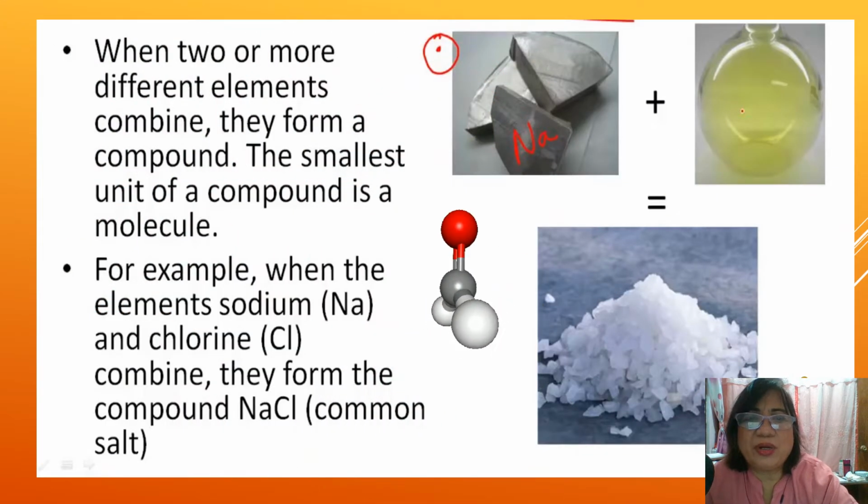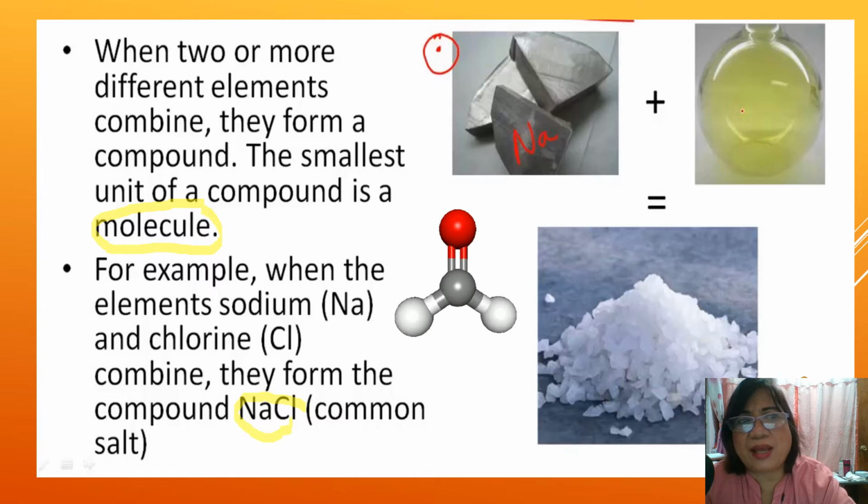When two or more different elements combine, they form a compound. The smallest unit of a compound is called a molecule. For example, when the elements sodium and chlorine combine, they form the compound sodium chloride, commonly known as salt.